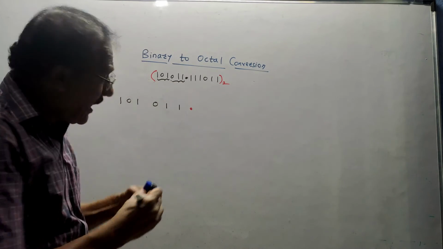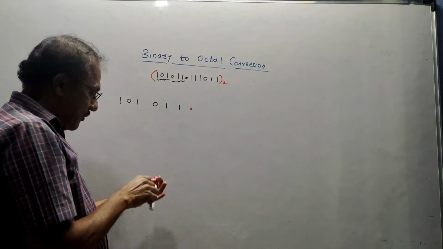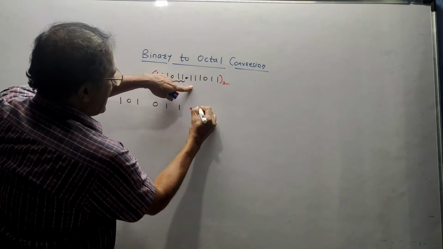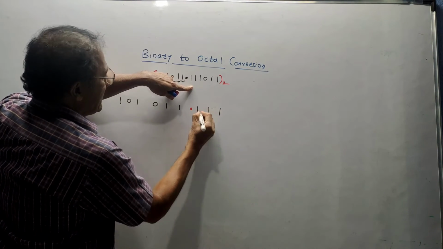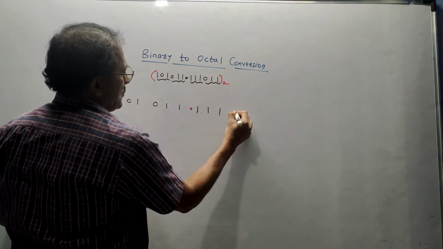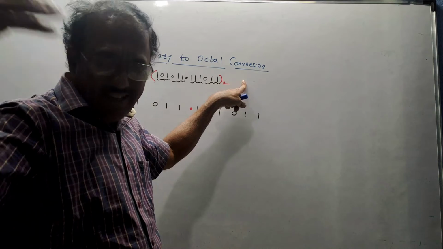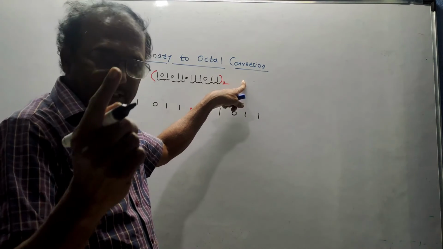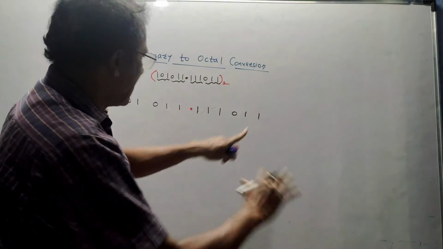After the decimal point, again start forming a group of 3. So first 3 bits are 1, 1, 1. I will write it over here: 1, 1, 1. This is one group. Second group is 0, 1, 0. Suppose one more bit would have been given, like 0. Then only 1 bit is remaining. You have to make a group of 3. So again, like the previous case, add 2 zeros and so on.